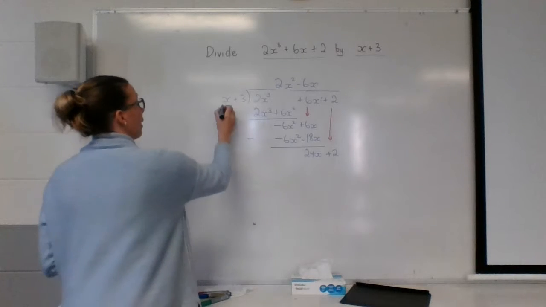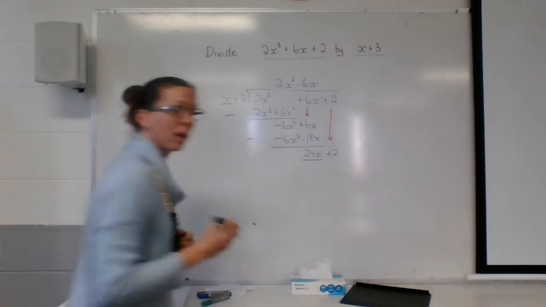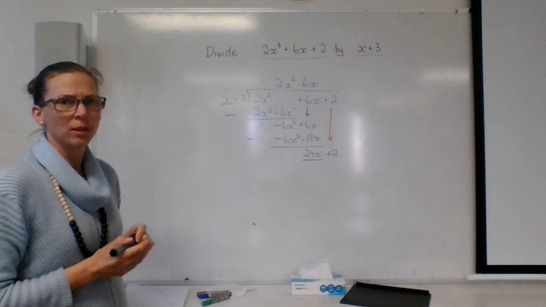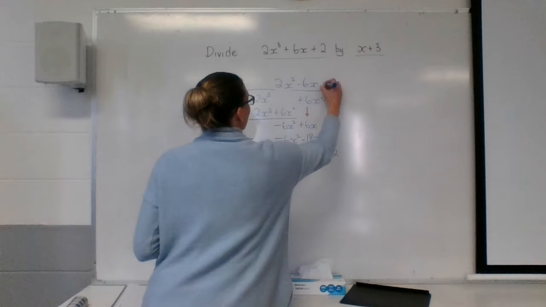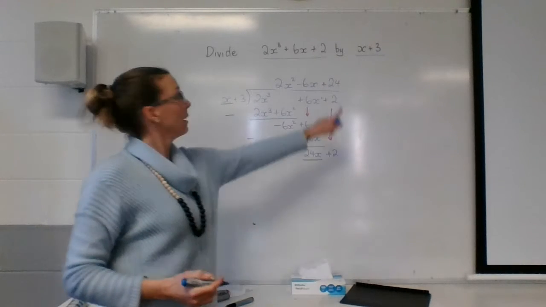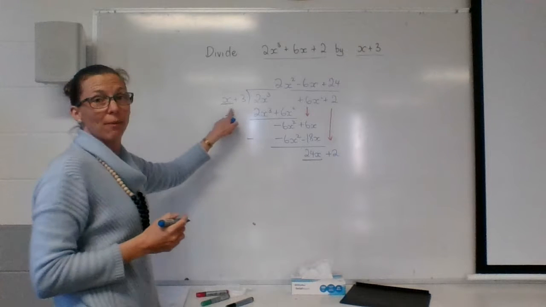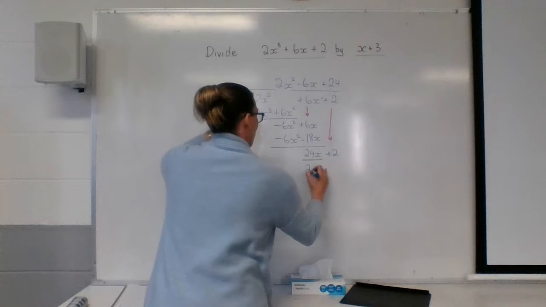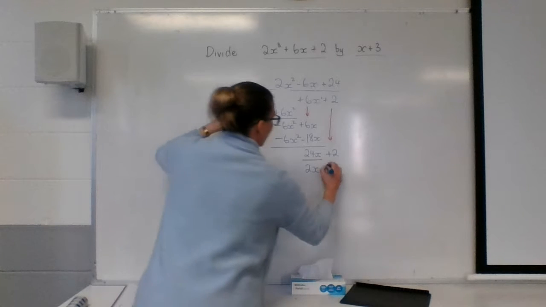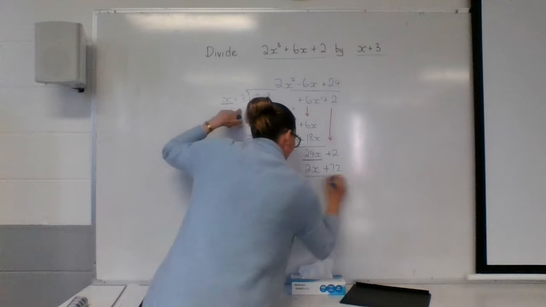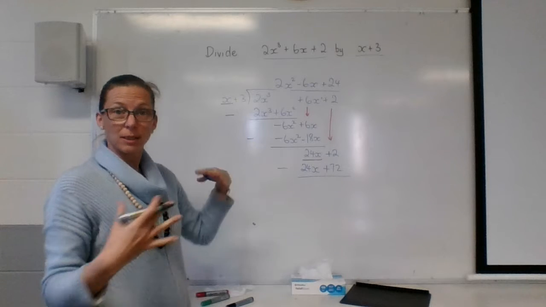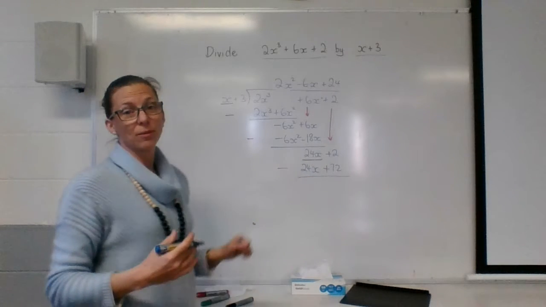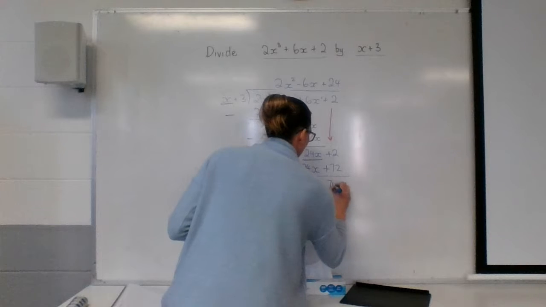I'm now going to take that x, that coefficient, and see what I need to multiply it by to get 24x, or 24x divided by x. And the answer is 24. In my head, I'm multiplying 24 by everything here, x plus 3. So I've got 24x. 24 times 3 is 72. And now I'm going to take that, apologies, 24x take 24x is nothing. 2 take 72 is negative 70.